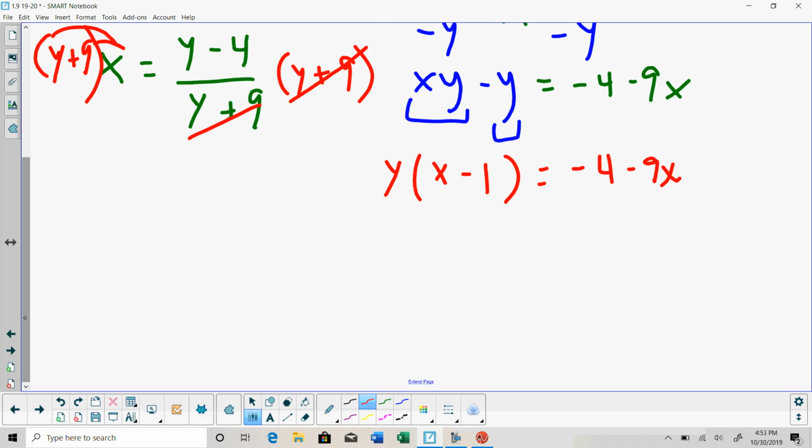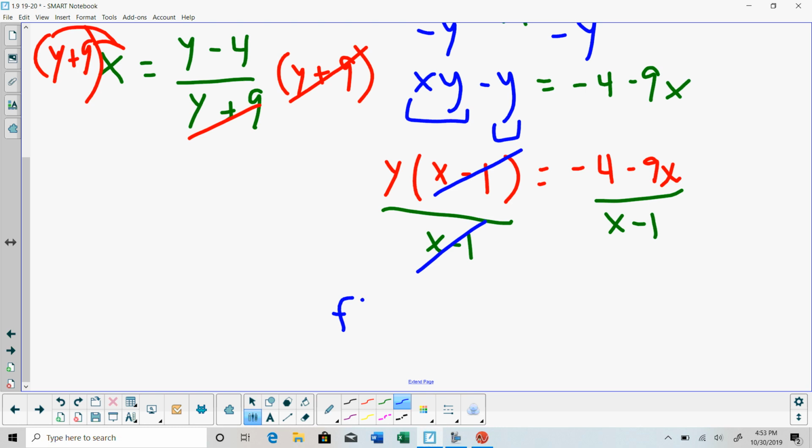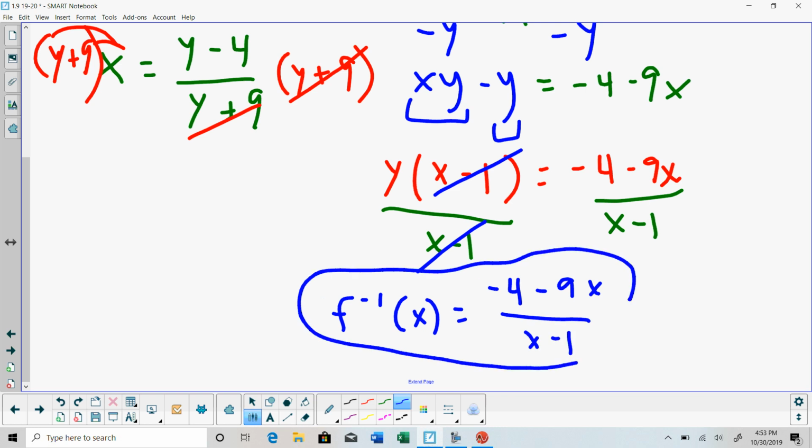And so now the last step to get y by itself, we're almost there, is to divide both sides by x minus 1. These are dividing out, and so now we can write our inverse function as negative 4 minus 9x over x minus 1. So that's our inverse function. And let's test this on our calculator and see if it really looks like the two functions are mirror images of each other over y equals x.